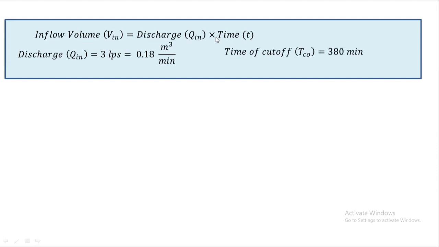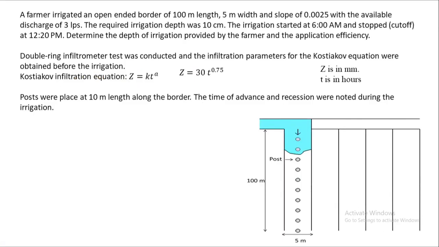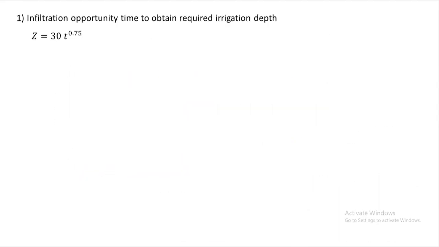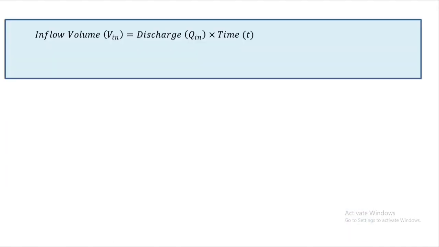Remember, the irrigation started at 6 a.m. and it was stopped at 12:20 p.m. Am I right or wrong? Let me check. Yes, 12:20, which gives us a cutoff time of 380 minutes.